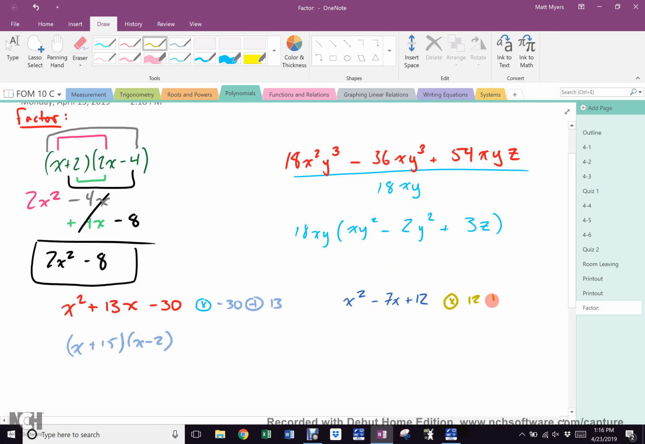Multiply to 12, add to negative 7. What is it? Negative 4 and negative 3. And that's where we left you. I left you there.